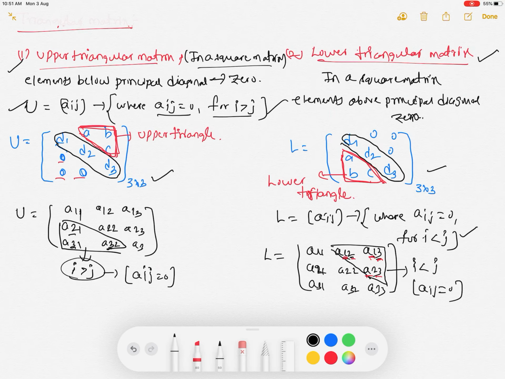So finally we can say that to become an upper triangular matrix, elements below the principal diagonal should be 0. To become a lower triangular matrix, elements above the principal diagonal should be 0. Then we can call them upper triangular matrix and lower triangular matrix. So this is the continuation part of the matrices.